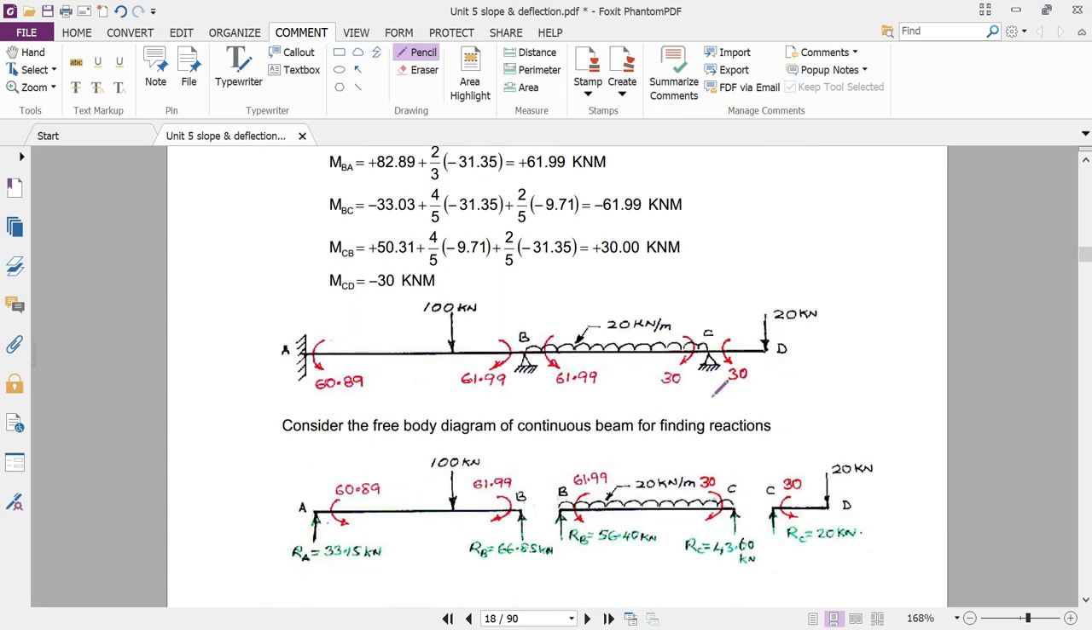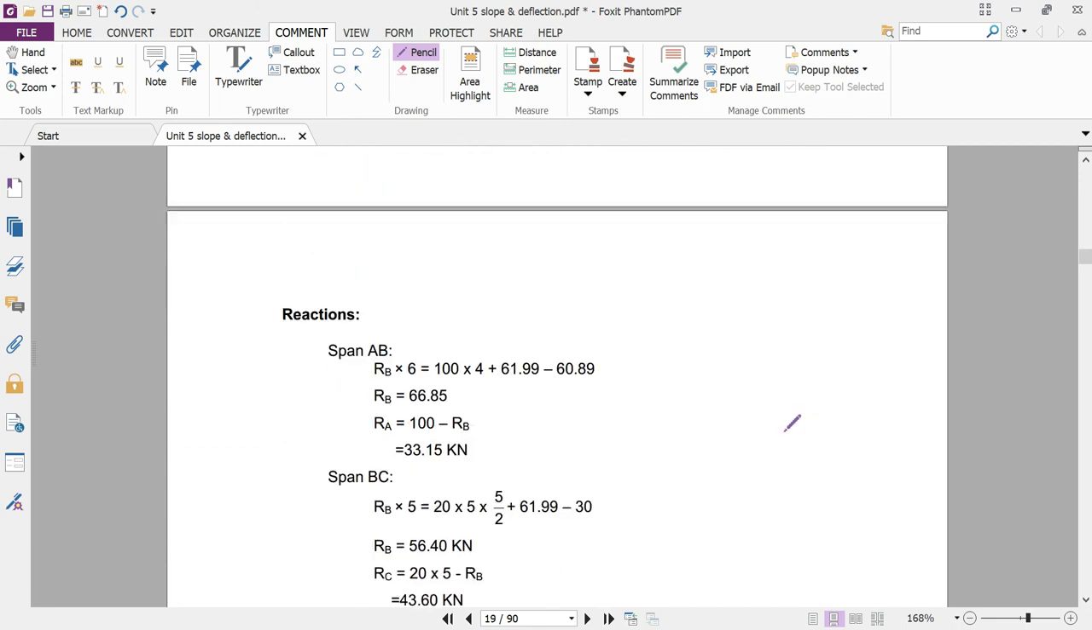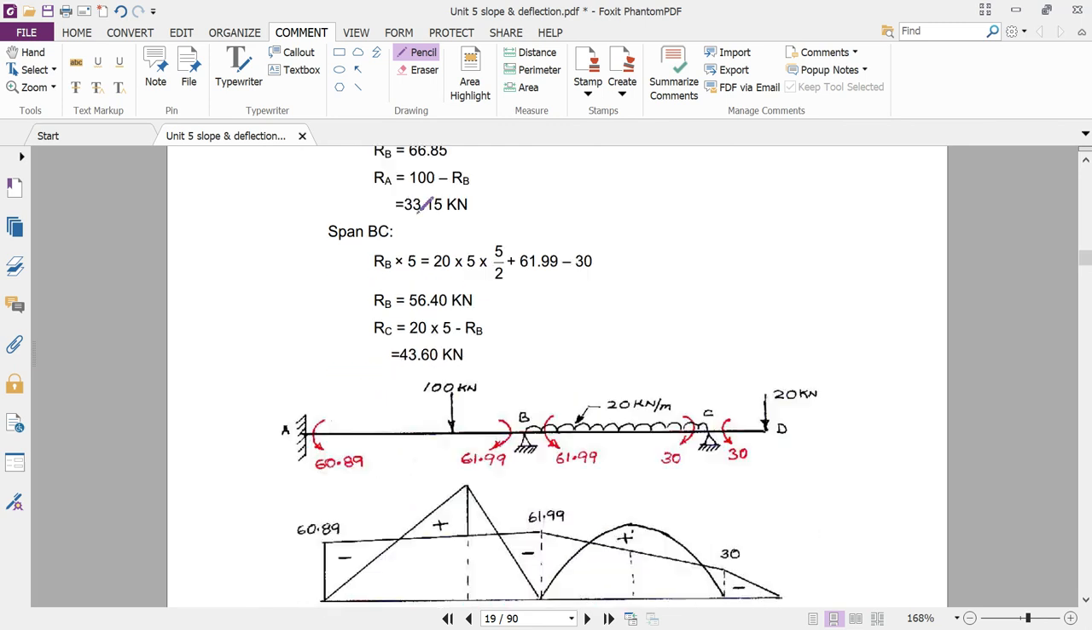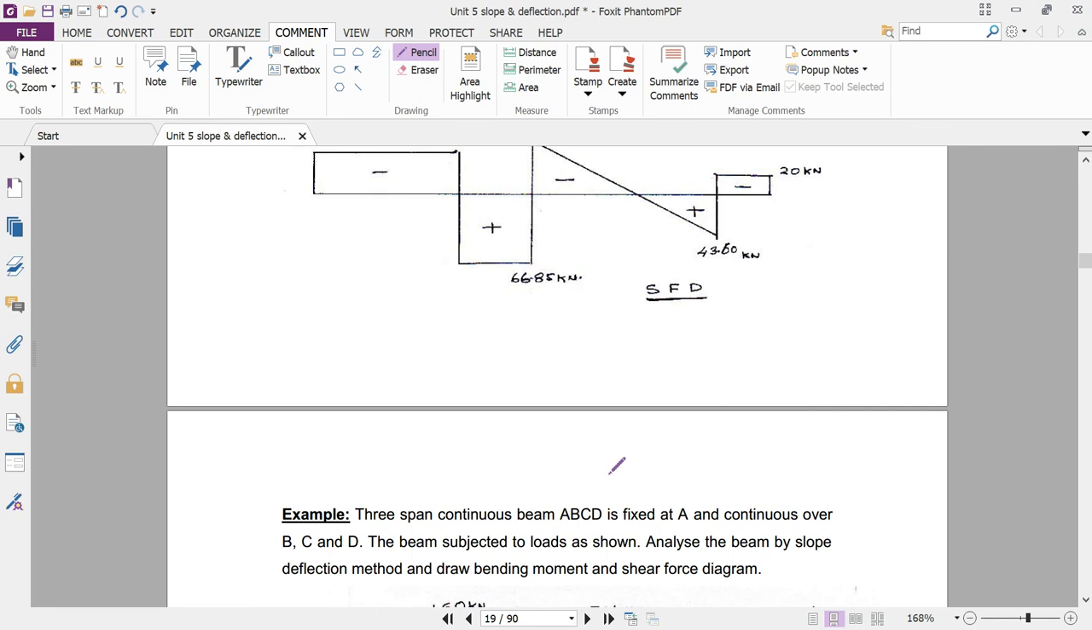You will get the answer like this, and then we have to split the diagram and get the reactions RA, RB and RC. Okay, so these are the calculations of reactions. Okay, and this is the plotting of the net bending moment, and this is the final shear force diagram.